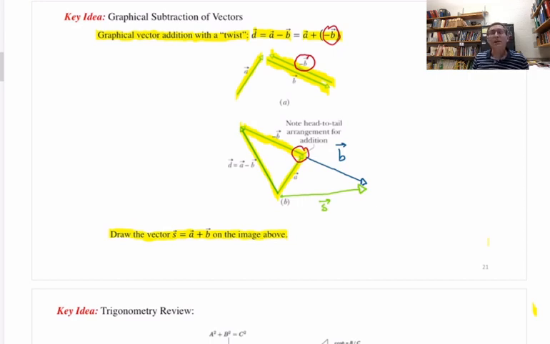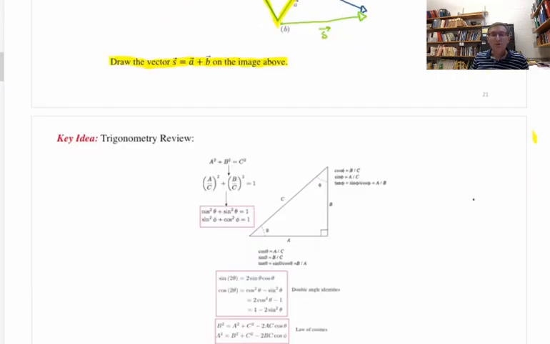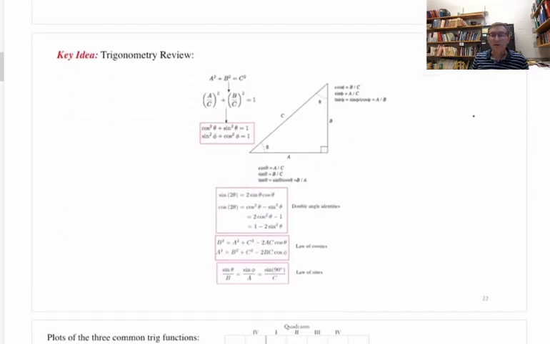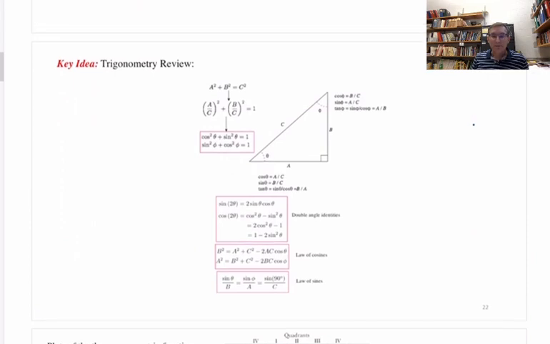But before I talk about how to do that, I need to do a brief review of something from high school, trigonometry. Because we need that when we work with vectors.